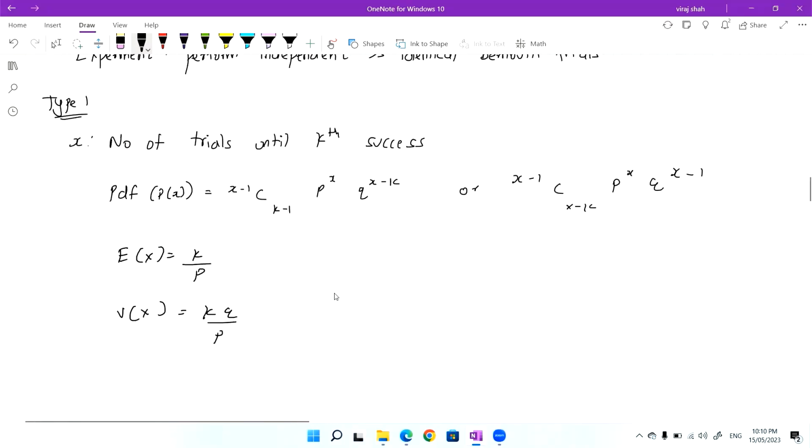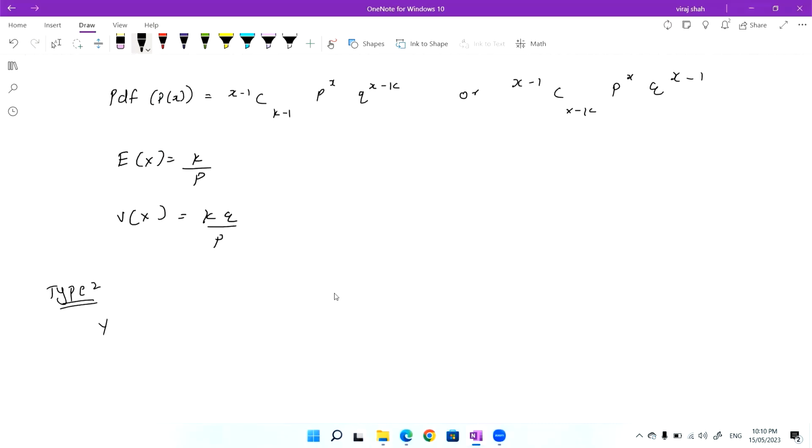Okay. Your type 2. Again, similar to your geometric distribution. Y would be, here it was x minus 1, but now you are modeling k number of successes, not one success. So this will become x minus k. What was Y? Y was nothing but the number of failures until the kth success.